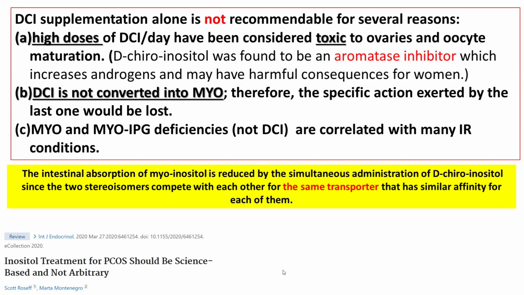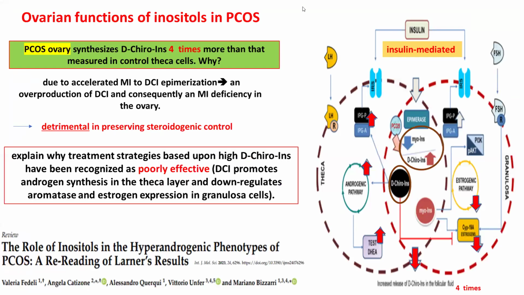Moreover, some studies found that intestinal absorption of myo is reduced by simultaneous administration of dicairo, since the two stereoisomers compete for the same receptors or the same transporter that has a similar affinity to each of them. So if you give a good amount of dicairo, this will prevent absorption of myo in those cases. So all these are contributing factors for minimizing the dose of dicairo if you are dealing with a female.